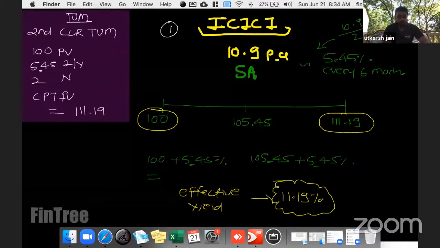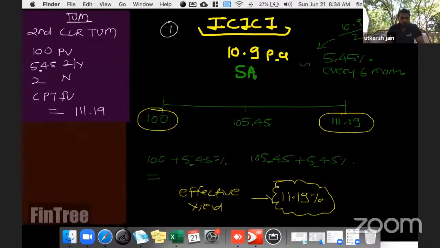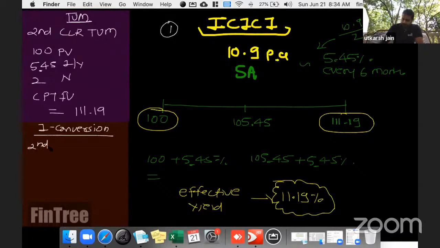Now let's look at the next method. In the next method, we can solve the same question by using a beautiful function in your calculator called the I conversion function. So how are you going to handle this? First, you're going to press second, and then you're going to press 2. Second and 2.